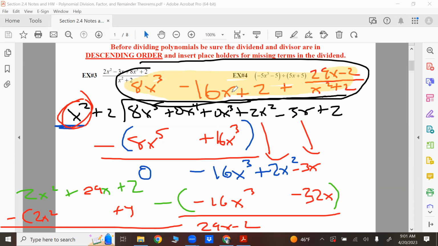What if you let x equal 1? What happens? You have 2 minus 3 plus 8 plus 2 over 1 plus 2. What's that going to be? That's going to be 9 over 3, which is 3. Okay. Now, what do we get as our answer? We got this as our answer, right?